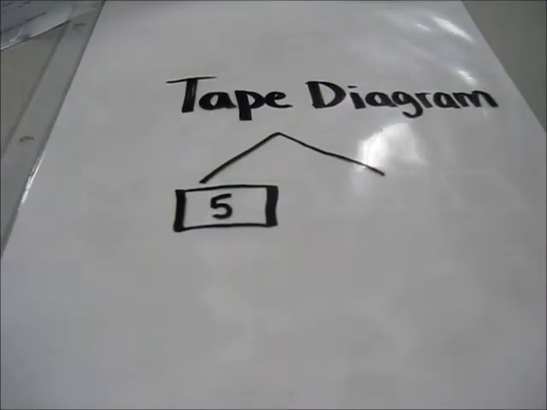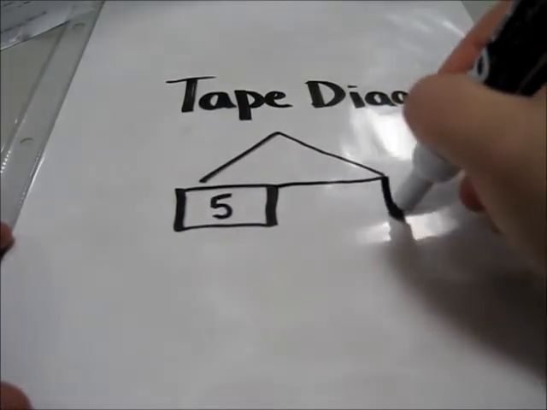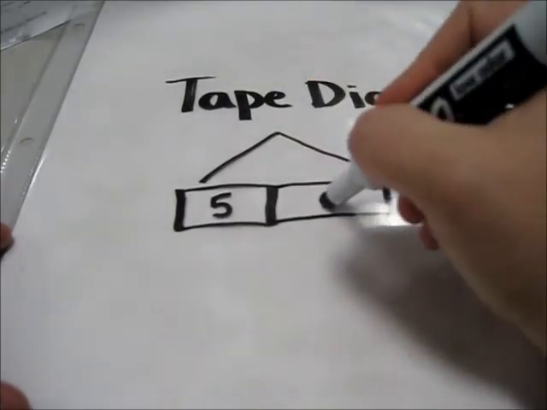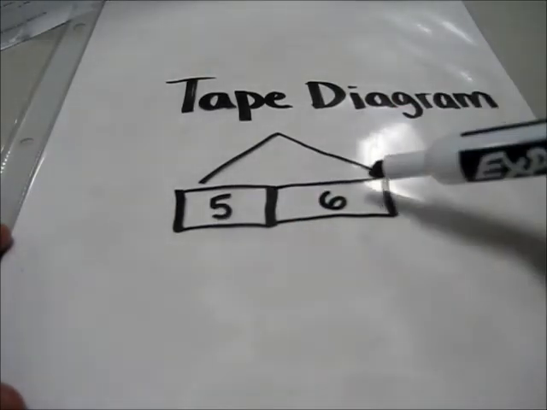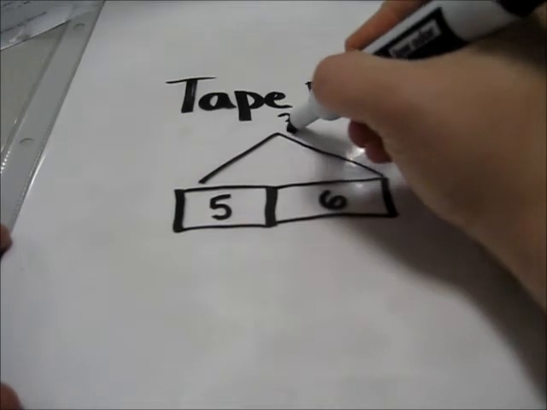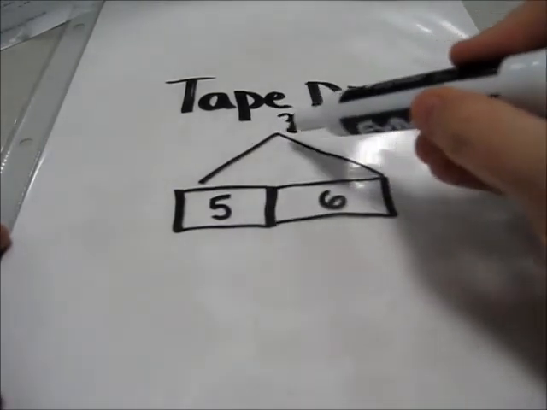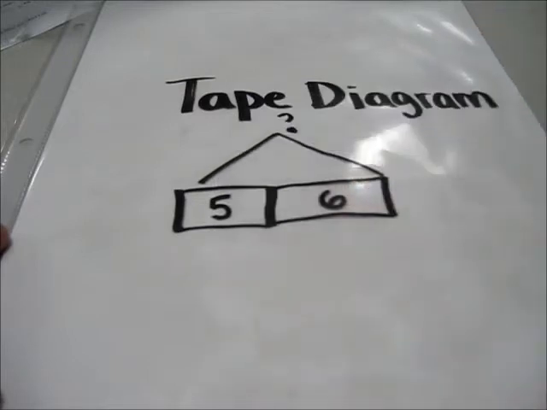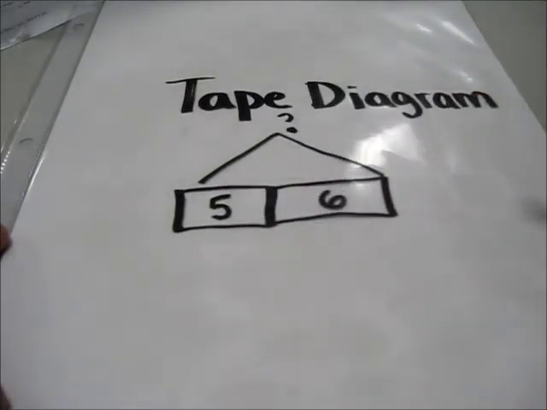Let's look at 2 ways that could look. If I have 2 people and they each have apples, this person has 5 apples, this person has 6. If I'm trying to find out the total, I can put a little question mark next to the bracket that means total. This helps me figure out my number sentence, 5 plus 6.